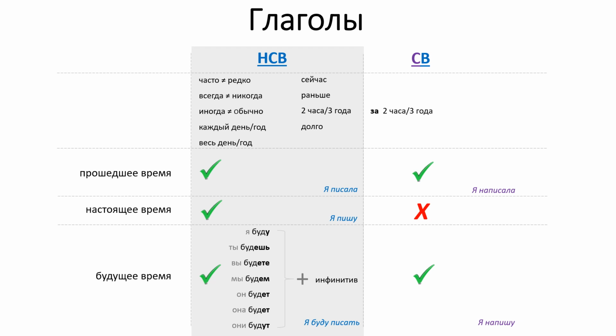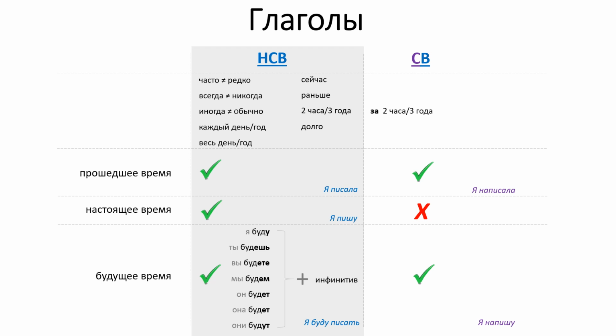The left side of this table are the tenses: прошедшее время, past tense, настоящее время, present tense, будущее время, future tense. The NSV verbs are used to talk about present, past, and future. Sentences with NSV verbs are very similar to English present, past, future, simple and continuous tenses, and are used to talk about processes or repeating actions.